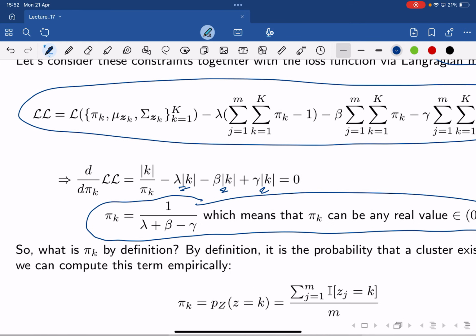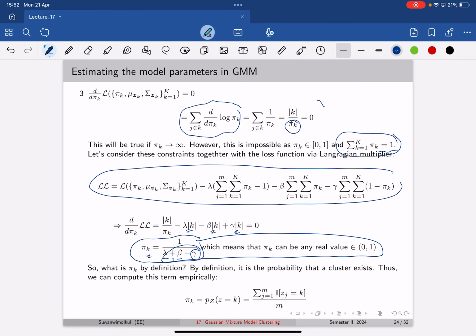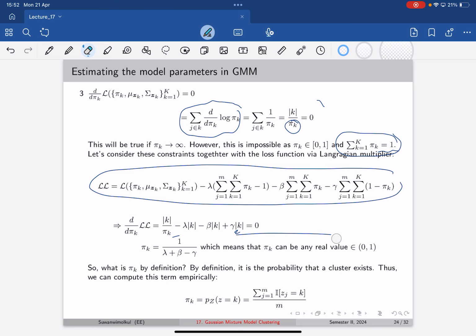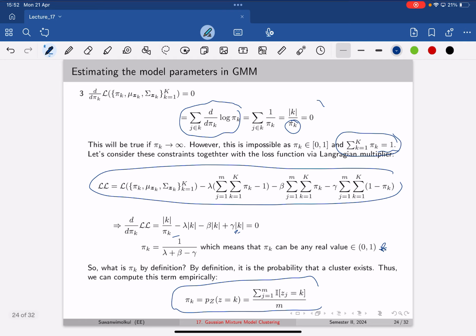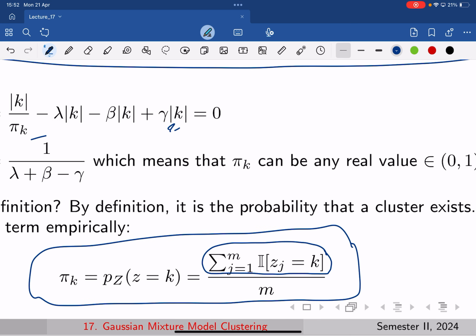But anyway, you will get this pi k equal to 1 over lambda plus beta minus gamma. And all of these are Lagrangian parameters, which are greater than 0. That means it's just any value between 0 and 1. It doesn't really have any particular meaning. Therefore, people normally resort to estimating the pi k with the number of non-zero coefficients in each cluster as a ratio to the total number of samples, which kind of makes sense.